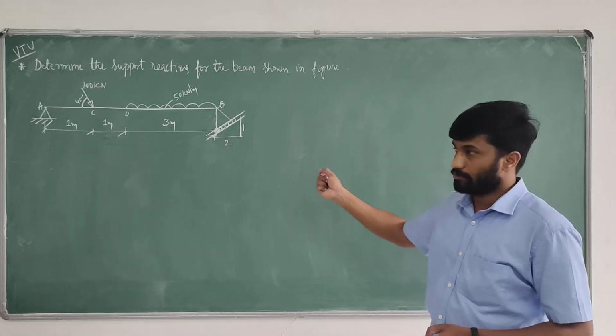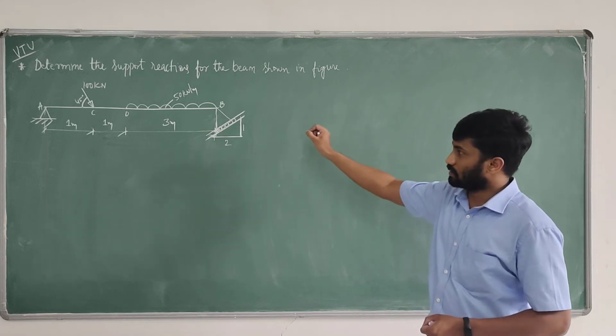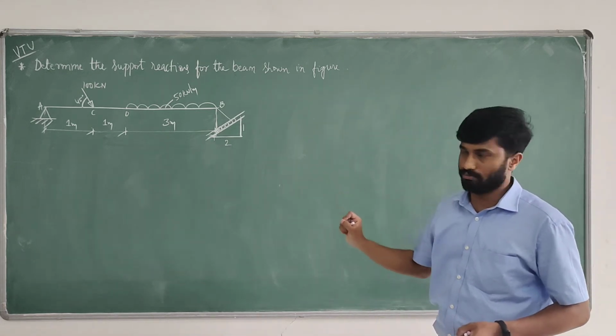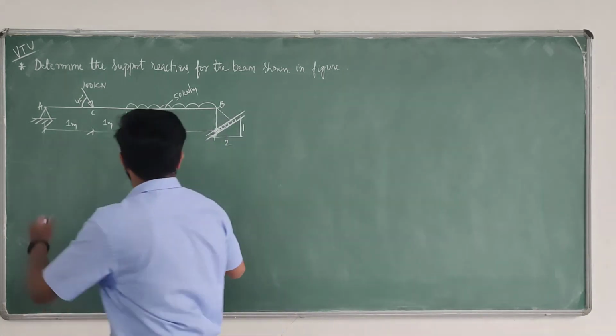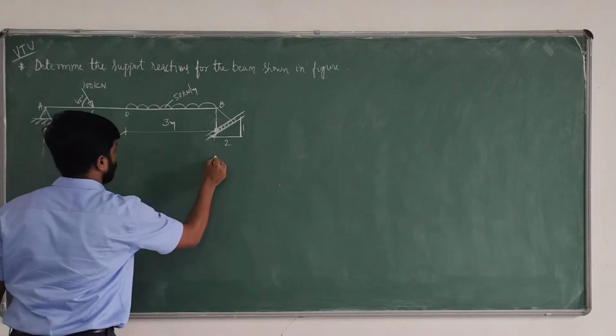So in this problem, determine the support reactions for the beam shown in the figure. The given support B is inclined, but slopes are given. It's also a very simple problem. The first thing, we have to write the free body diagram. First write the support reactions.